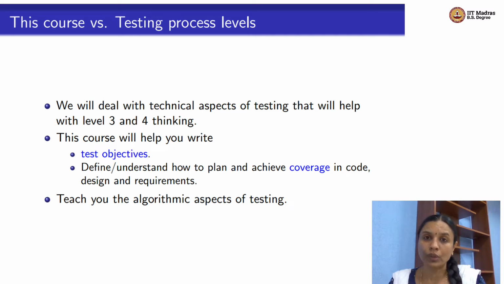So this course will help you to write test objectives. What is my goal? Why am I pursuing testing? What is it that I'm going to do while testing a particular software module? It'll also help you to design, understand, and implement what it means to achieve coverage in code. So I have a large code base that I have developed, let's say a few thousand lines of code, maybe much more than that. How do I systematically go about testing this code? How do I plan for it? And what do I say I'm testing this code for? What are the properties? What am I trying to achieve or cover with testing?